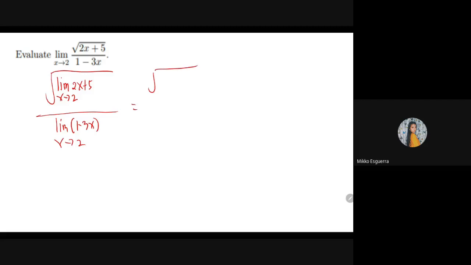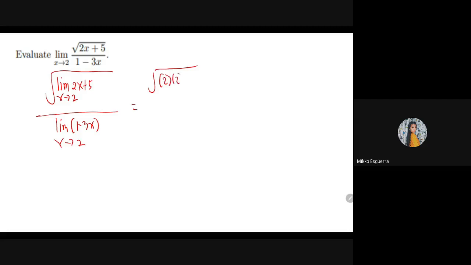So we have now the limit of the square root of 2x plus 5 as x approaches 2, and then all over the limit of 1 minus 3x as x approaches 2. Actually, I'm not sure if you are using the theorem, or you just substitute it directly.